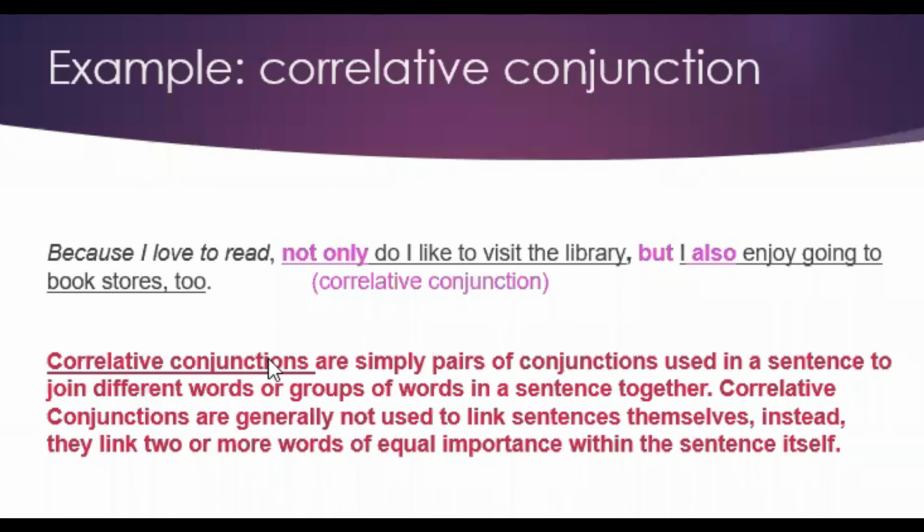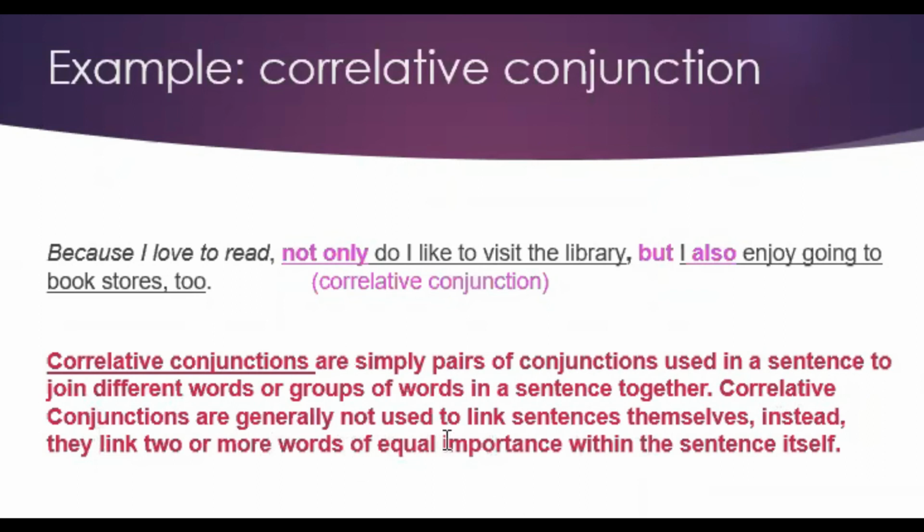They say correlative conjunctions are simply pairs of conjunctions used in a sentence to join different words or groups of words in a sentence together. Correlative conjunctions are generally not used to link sentences themselves. Instead, they link two or more words of equal importance within the sentence itself.